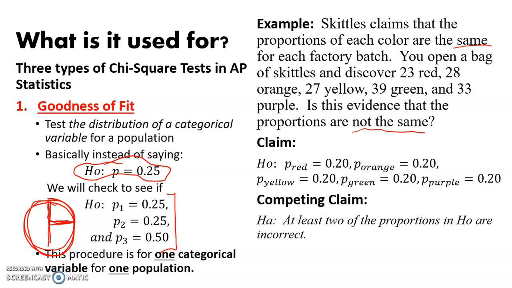So instead of just saying the proportion of red is 20%, we're saying the proportions of all of these colors are 20%. And our alternate hypothesis, instead of saying not equal to or less than or greater than, we're just going to say, nope, it's either the null hypothesis or it's not. We usually phrase it like this: at least 2 of the proportions in the null hypothesis are incorrect. Now, why not at least 1? Well, it's a proportion and you're making a pie chart. So if you change one of them, because they add up to 100%, it's going to cause at least one of the other ones to change as well. So they're either all right or there's at least 2 of them that are wrong, and maybe more.